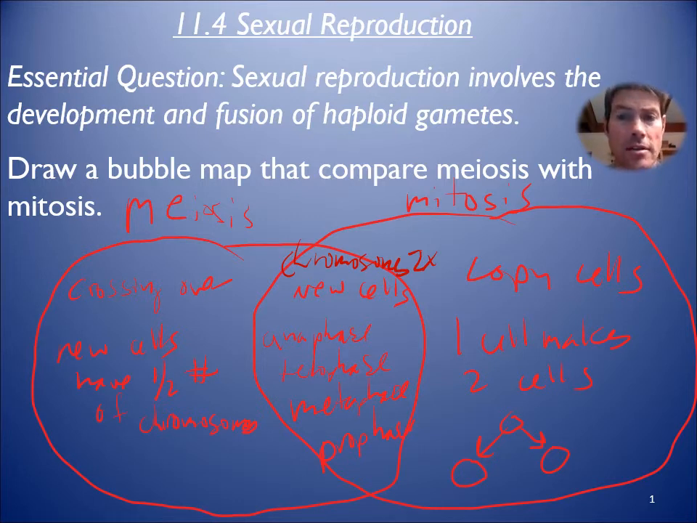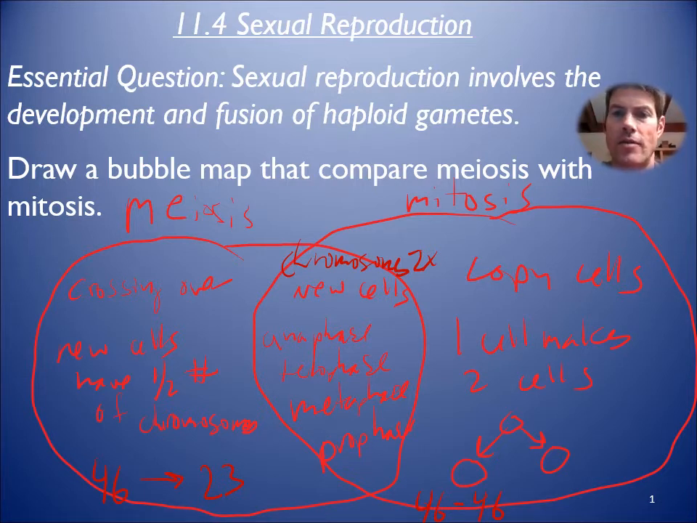And the new cells you make, this is critical. So listen, the new cells you make from meiosis only have half the number of chromosomes. So for example, in humans, we have 46 chromosomes. When we go through meiosis, our resulting cells have 23. So it halves it. And in mitosis, it's 46, it goes to 46.